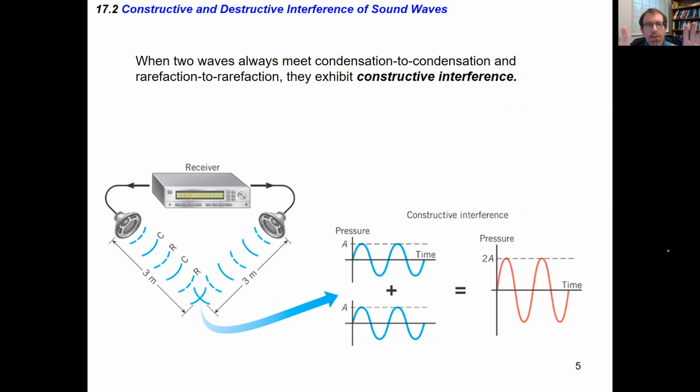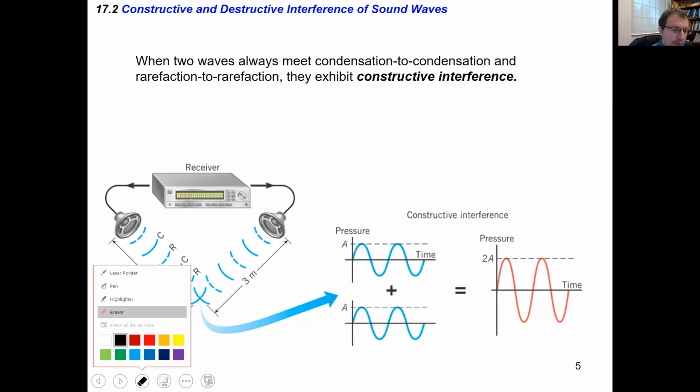So if these two speakers are vibrating in and out at the exact same rate, at the exact same time, and we are equidistant from both of them, meaning maybe we're 3 meters away from the left-hand speaker and 3 meters away from the right-hand speaker, then we will experience constructive interference at that point. And we can see this from our waves here in our figure.